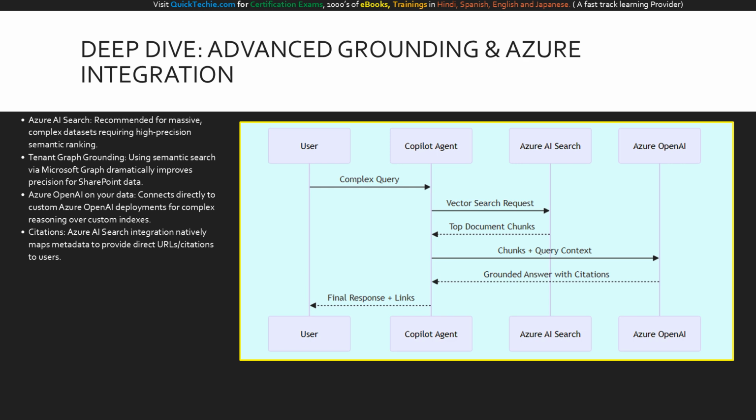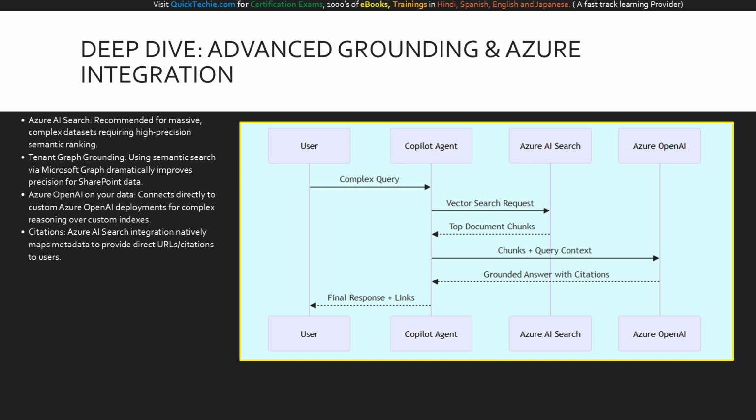Alternatively, you can use Azure OpenAI on your data to connect Copilot Studio to your own private Azure OpenAI deployments, allowing for deep, specialized reasoning over custom indexes. Crucially, these advanced methods ensure that proper citations and URLs are maintained, so users can verify the source of the AI's answers. Let's trace a complex query in this sequence diagram.